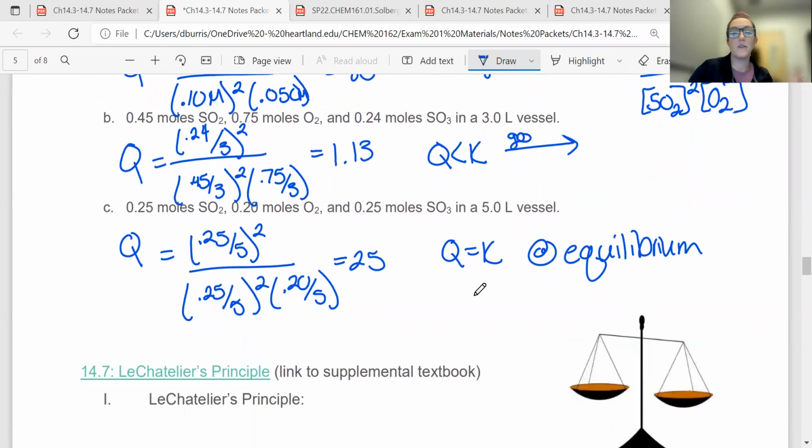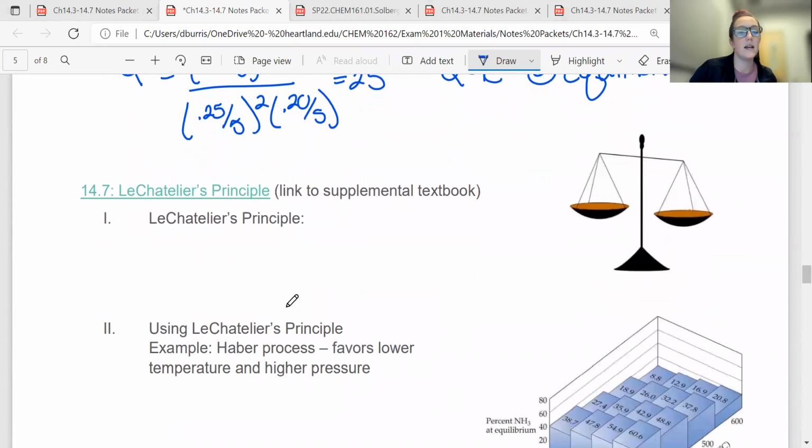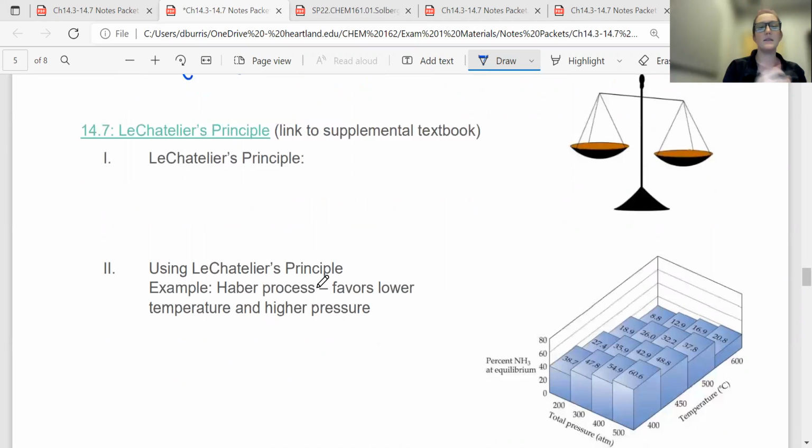Right. So there's actually a very practical application of what I'm talking about, and that is Le Chatelier's principle. This is extremely useful for any reversible reaction, to figure out what's going to happen. Is it going to shift forward or shift backward whenever I stress a system? So again, this is not in the textbook, so I provided a supplemental link if you need to go see it. All right, so Le Chatelier's principle is actually very simple.